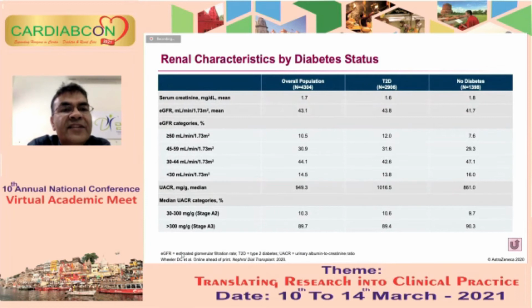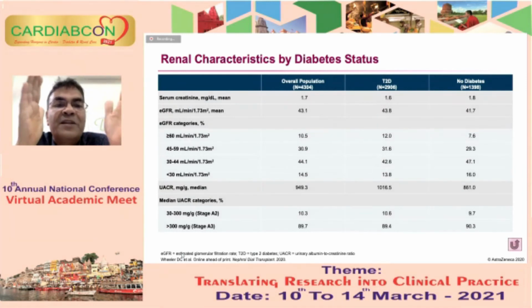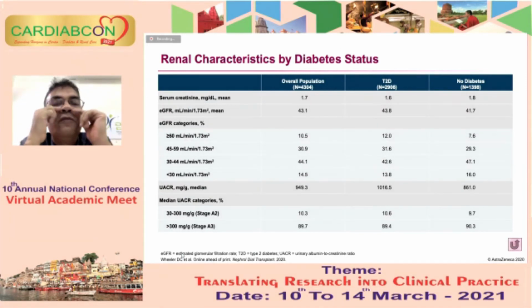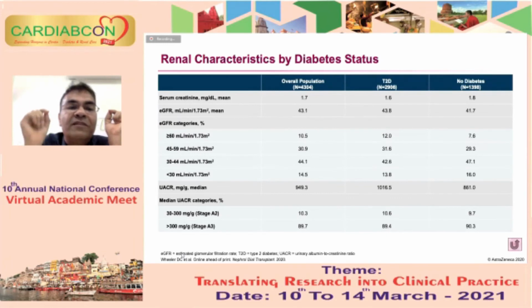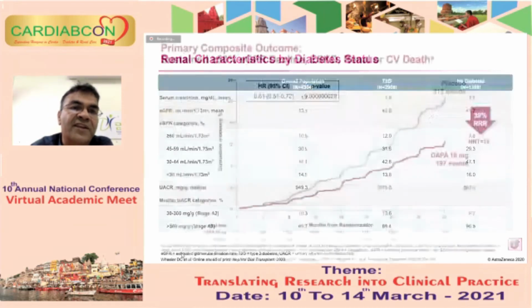The renal characteristic was again divided, as I told you, eGFR less than 75 to more than 25. Less than 30 ml was 14.5%, and the maximum patients were between 45 to 59, that is 30% of the patients, and 30 to 44 was 44% of the patients. So in patients with stage 2 or stage 3 kidney failure, we had the highest number of patients.